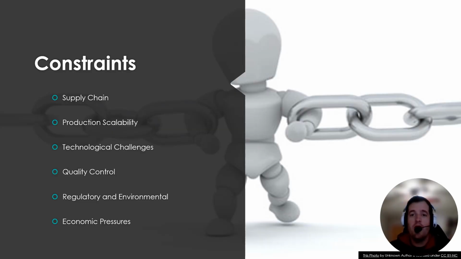Tesla's manufacturing process faces several constraints, including supply chain challenges, production scalability, technological challenges, quality control, regulatory compliance, and economic pressures. All those things play into constraints. For example, limited availability of critical raw materials like lithium and nickel, reliance on external suppliers, and logistical bottlenecks often disrupt operations. Scaling production requires significant capital investment and skilled labor, while introducing new technologies like the 4680 battery cells adds complexity and potential delays.